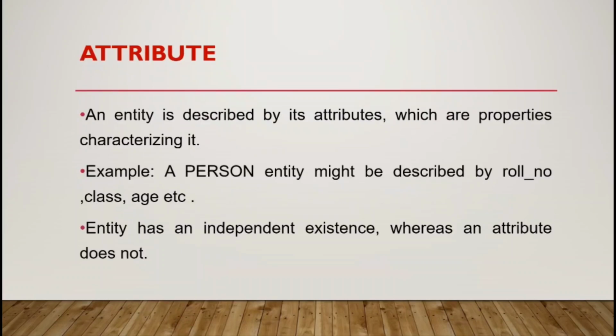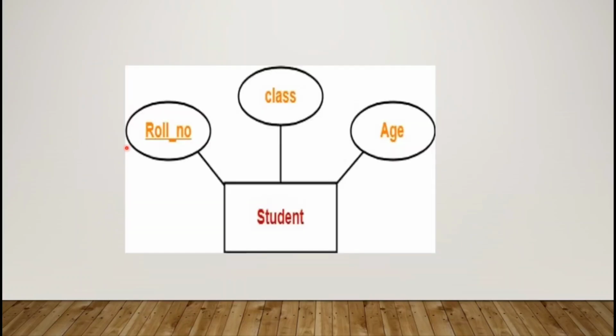Next, let us see what attributes are. An entity is described by its attributes, which are properties characterizing it. For example, a person entity might be described by its roll number, class, age, etc. An entity has an independent existence, whereas an attribute does not. So let's consider an example. A student is an entity which is described by attributes like roll number, class, or age.